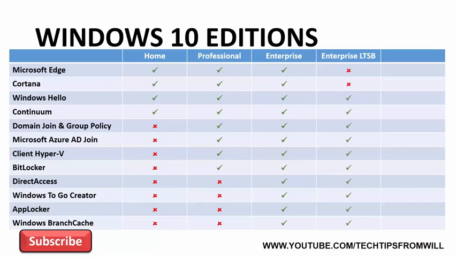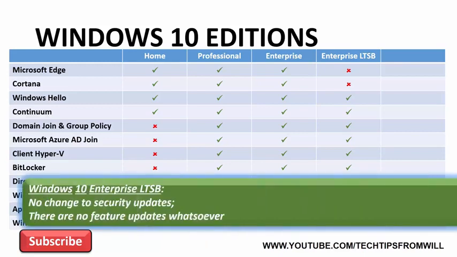In terms of feature set, Windows 10 Enterprise LTSB is comparable to Windows 10 Enterprise. The only difference is that with Windows 10 Enterprise LTSB, there are no Cortana or Microsoft Edge features. In terms of updates, Windows 10 Enterprise LTSB operates in a very different manner to the other Windows 10 editions. The only similarity is that Windows 10 Enterprise LTSB receives security updates in exactly the same way as the other editions. Once again, the user cannot say no to the security updates. The big difference with Windows 10 Enterprise LTSB is that it receives no feature updates whatsoever.